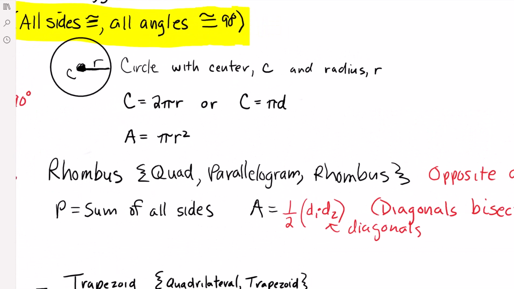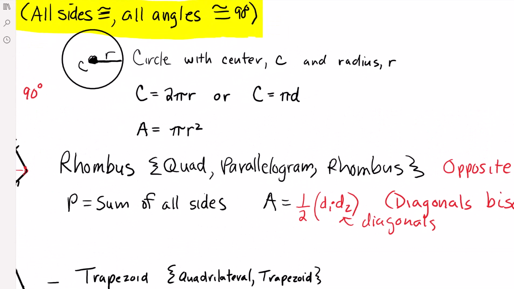All right, let's come over here. Oh, circle. Circle with center C and radius R. The circumference, notice formulas are usually capital letters, uppercase letters, is 2 pi times the radius. Or, since radius is half of the diameter, or in this case, the diameter is twice the radius, notice twice the radius equals the diameter. So if you know the diameter of a circle, just take the diameter and multiply it by pi, and that will give you the circumference.